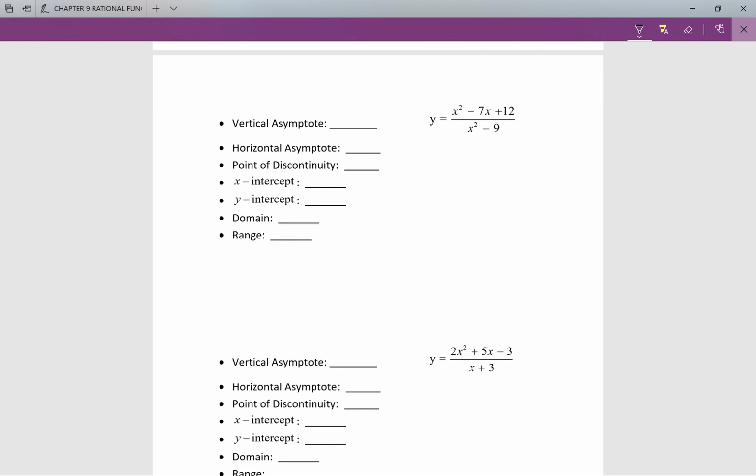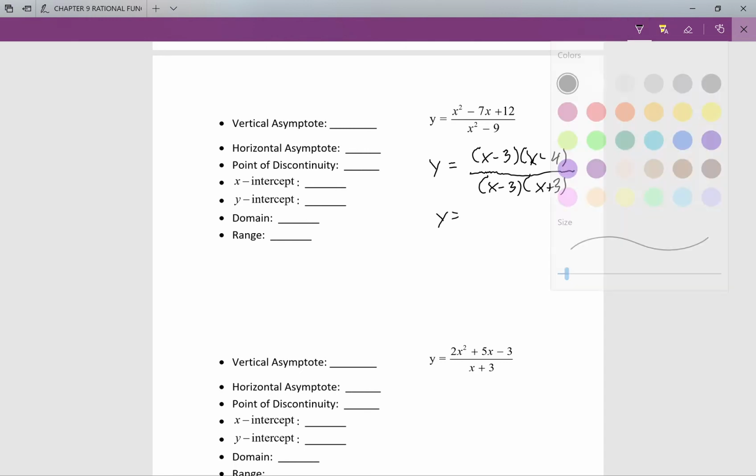Moving on, we look at our next one. I have y equals, and I'm going to factor the top and the bottom, so I need two numbers that multiply out to positive 12, and they add up to negative 7. So that's going to give me x minus 3, x minus 4, all over x squared minus 9, x minus 3, x plus 3.